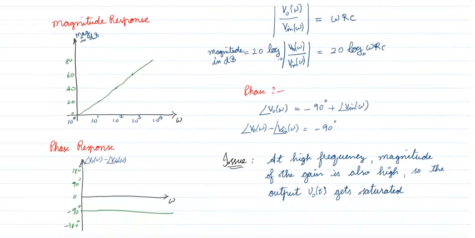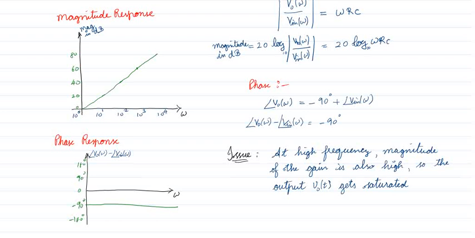Next we'll see the phase plot, the difference between the output and input. Output is V naught of omega, input is V in of omega. The difference is minus 90 degrees. So minus 90 degrees is a constant.